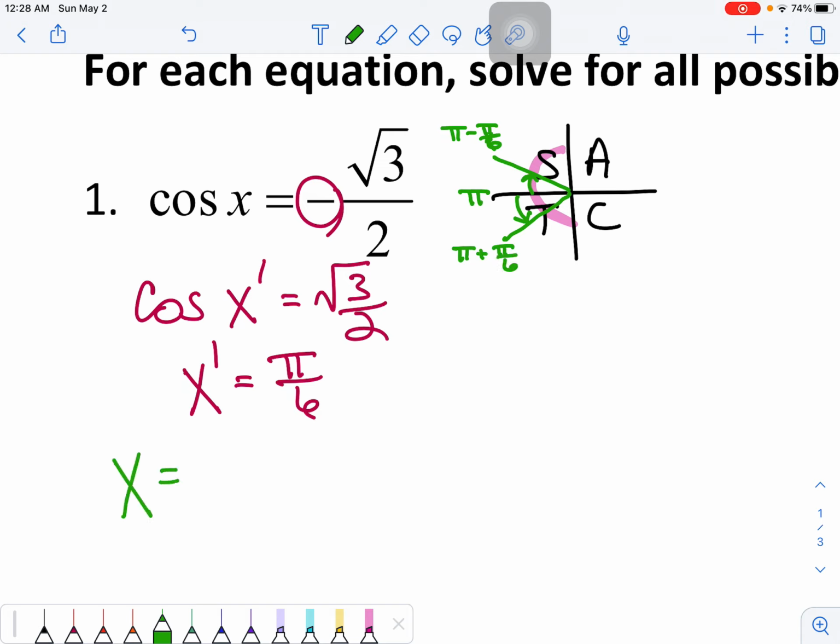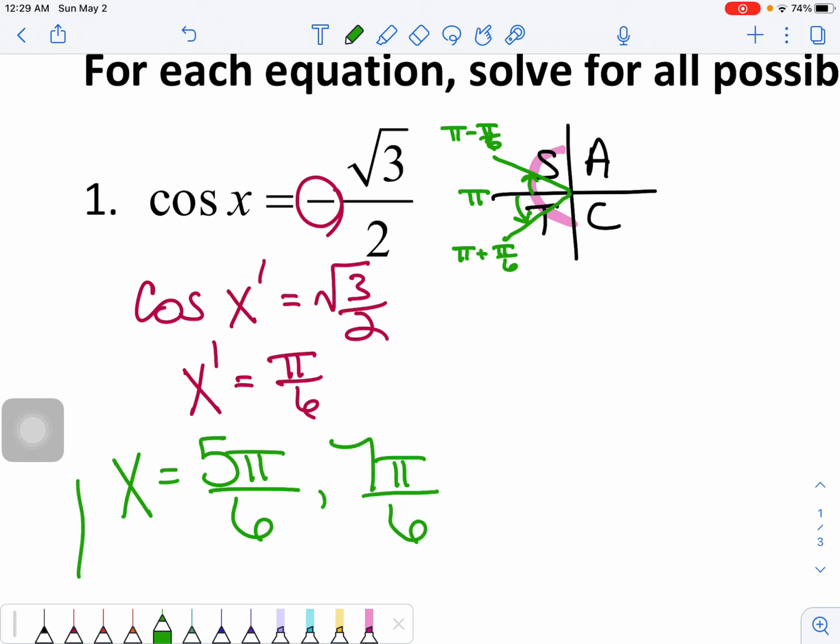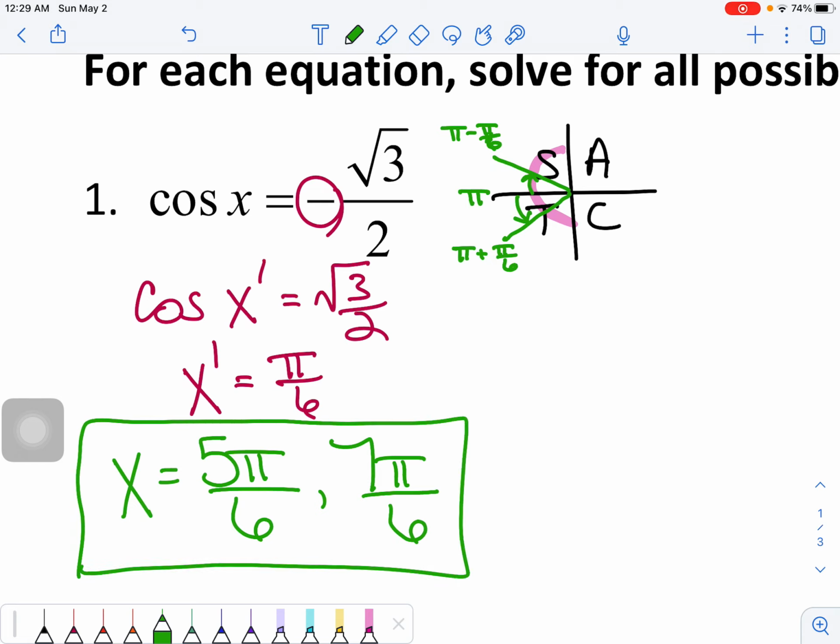So that's going to give me x values. Now be careful. This was the reference angle. This is actually the answers to what I'm going to do here. So pi minus pi over 6 is going to be 5 pi over 6. And pi plus pi over 6 is 7 pi over 6. Use a calculator, get common denominators, whatever you need to do. But these are the two answers that if you were to do the cosine of 5 pi over 6, you would get negative root 3 over 2.